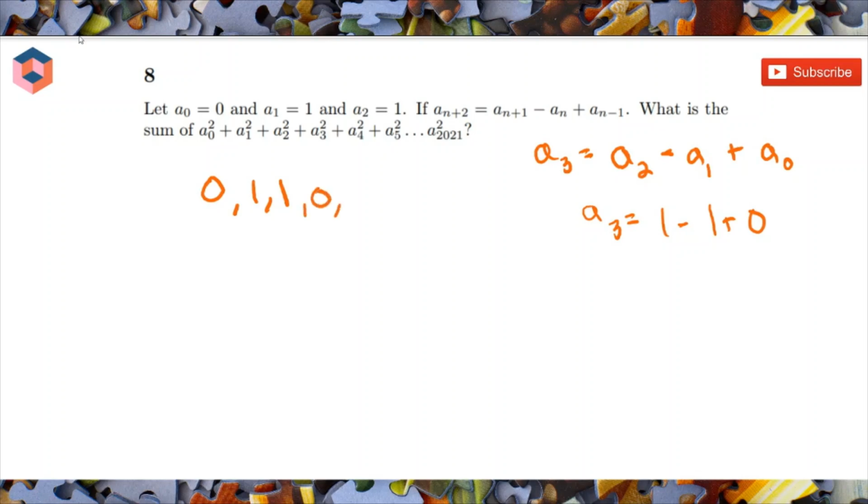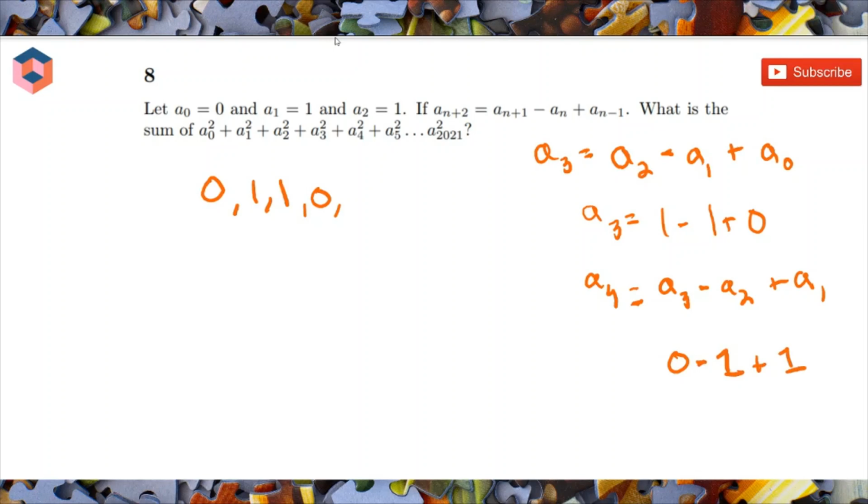Next term, a sub 4. We're just seeing zeros and ones, so hopefully it'll remain with zeros and ones and we might see some pattern. So a4 is equal to a sub 3 minus a sub 2 plus a sub 1, because n in this case would be equal to 2. We know that a sub 3 is equal to 0, minus a sub 2, which is 1, plus a sub 1, which is 1.